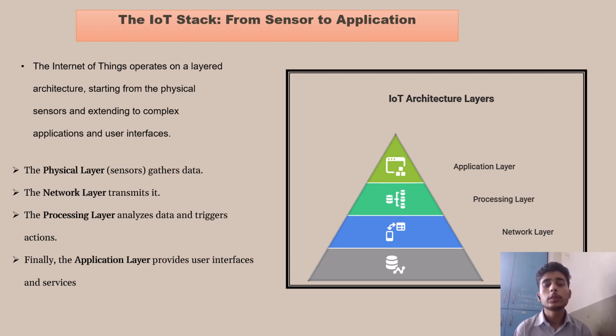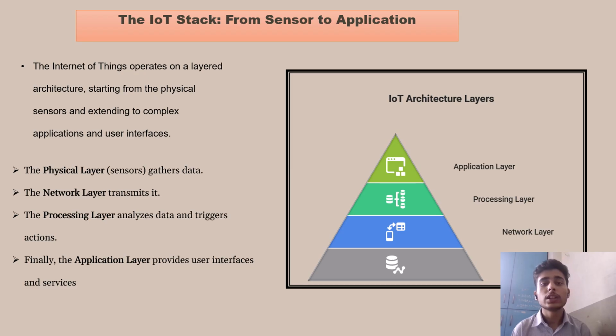So next point is the IoT stack from sensor to application. The IoT, or Internet of Things, basically operates on a layered framework which starts from the physical layer to the complex layer such as the application user interface. The lowest level of the IoT stack is the physical layer, which consists of sensors and gathered data.